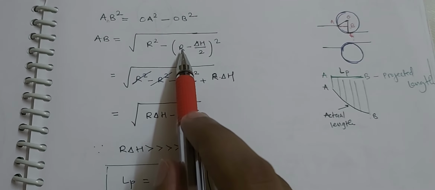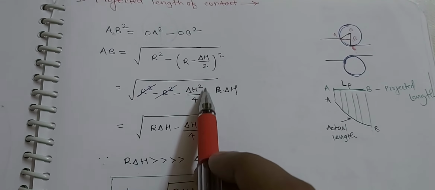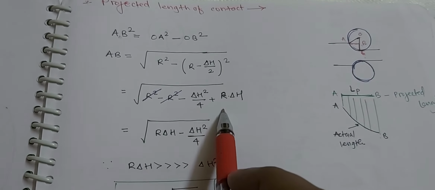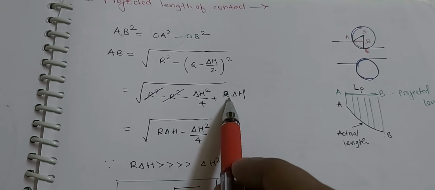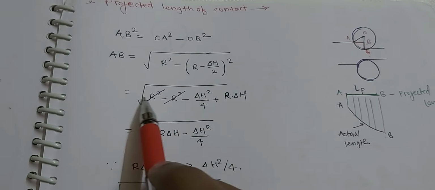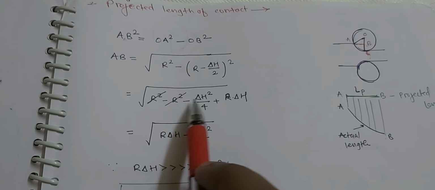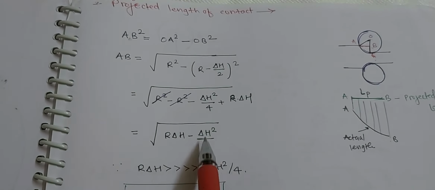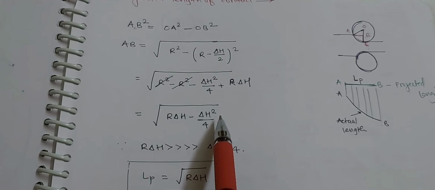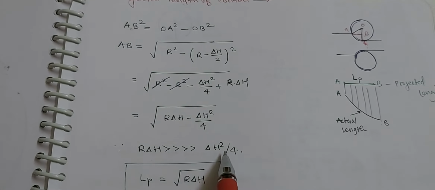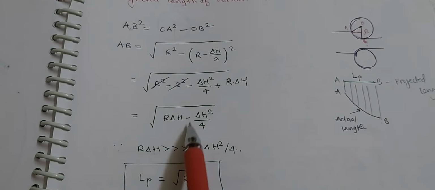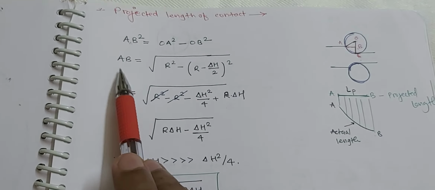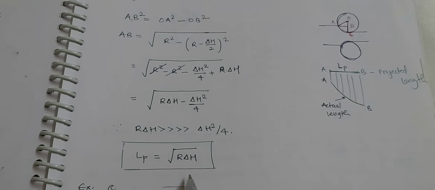After simplification of this term, we get R square minus, R square minus delta h square by 4 plus, what we will get, r into delta h. So these R square terms get eliminated. What remains is plus r delta h minus delta h square by 4. But here we assume that delta h square by 4 is very small compared to r into delta h, so this term reduces to 0. So AB, the projected length, is equal to r into delta h.